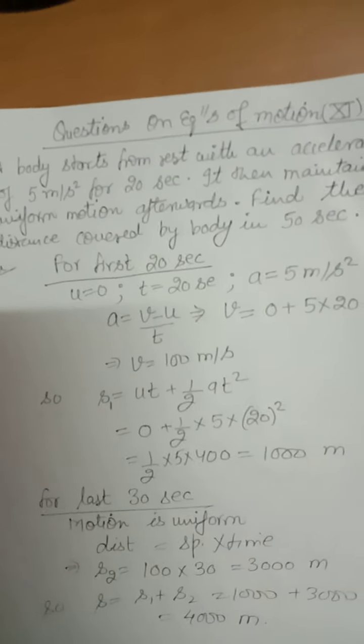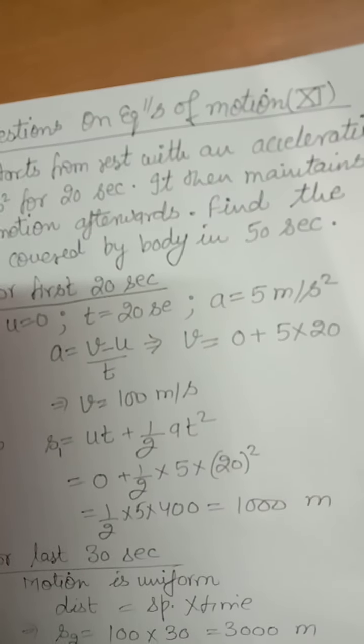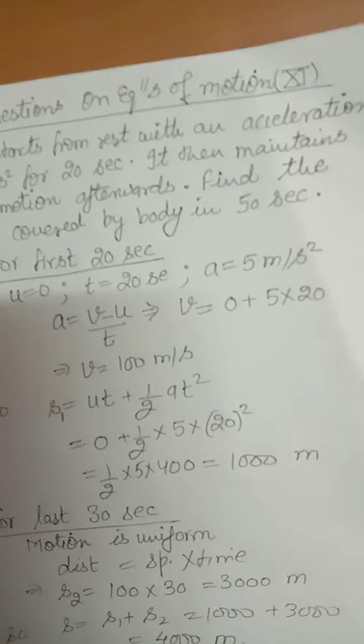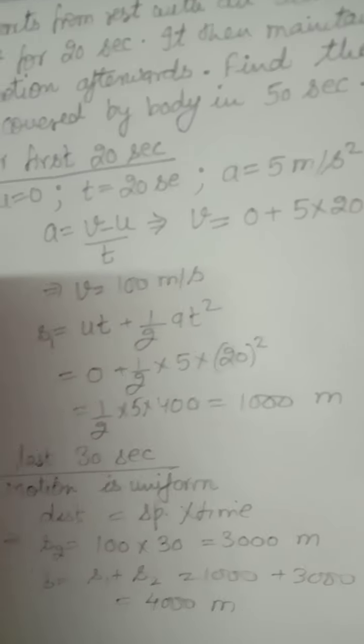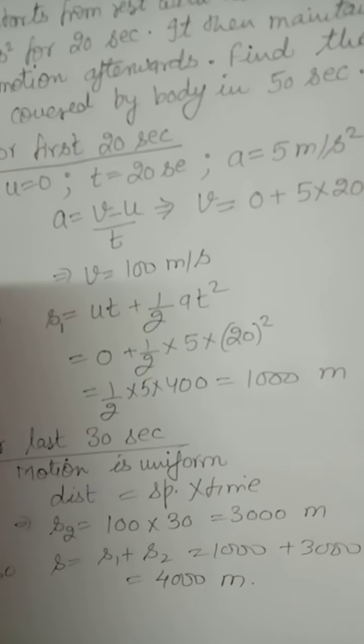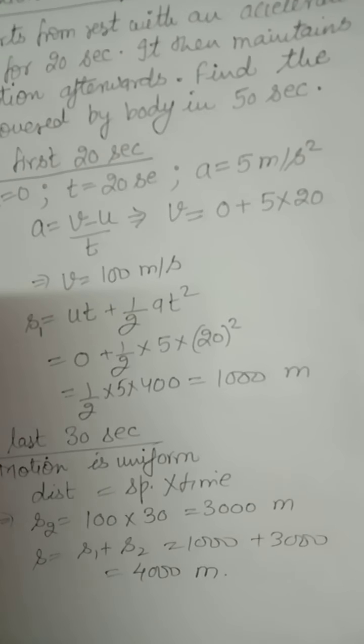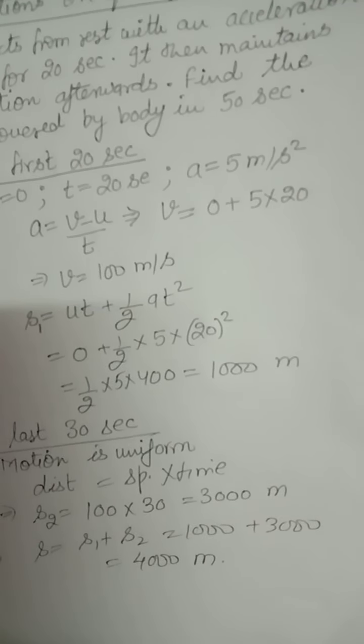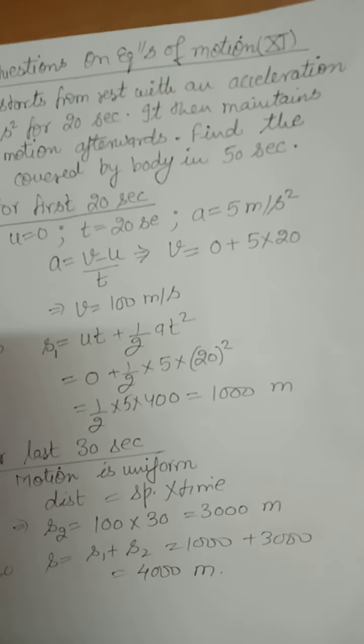So we are having initial velocity is 0. Time is 20 seconds, acceleration is 5 meter per second square. So for the first part of the journey, we will apply the second equation of motion, S is ut plus half at square. So on substituting the values, if we solve it, we get the distance covered in first 20 seconds is 1000 meter.